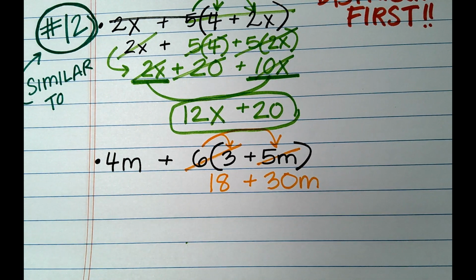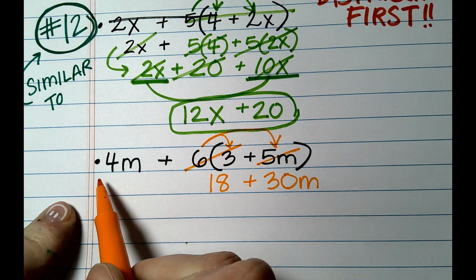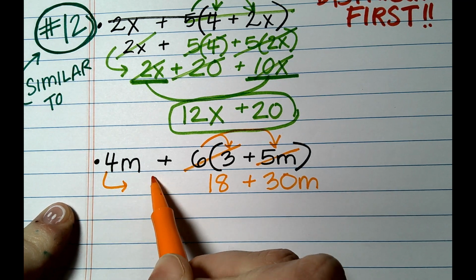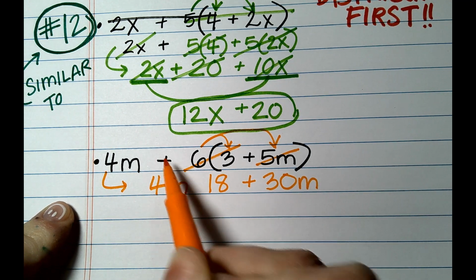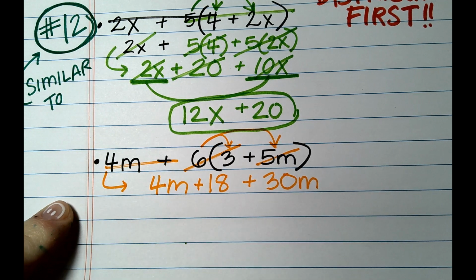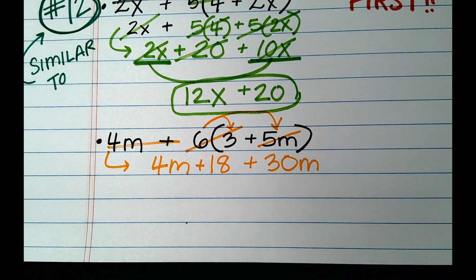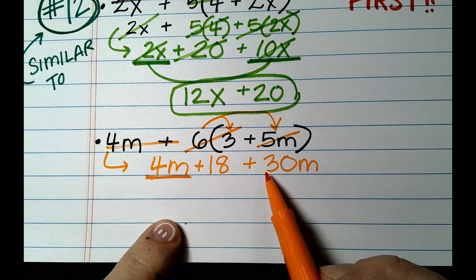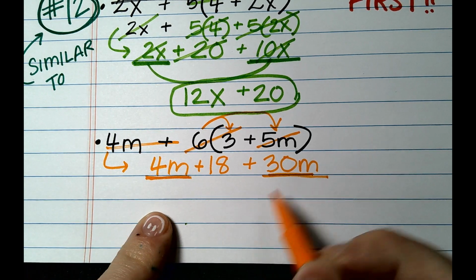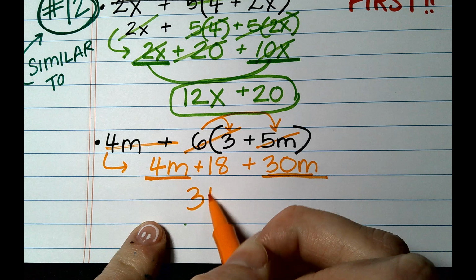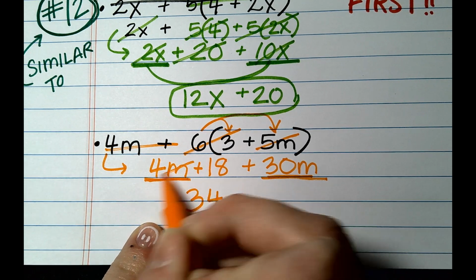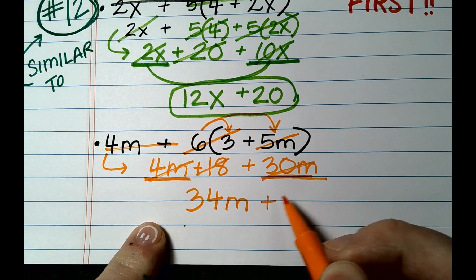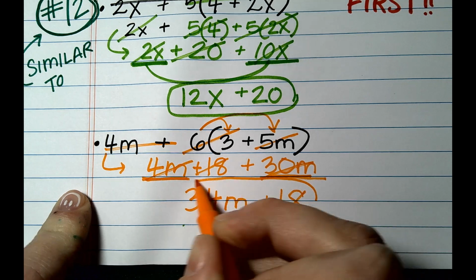Okay, now what? Bring down the 4m. Plus sign. Done with that. Yep. Okay, now what? 4m plus 30m. Good. Combine your like terms. 4m plus 30m, 34m plus 15 plus 18. And that's your answer.